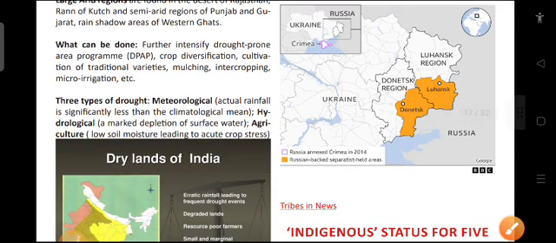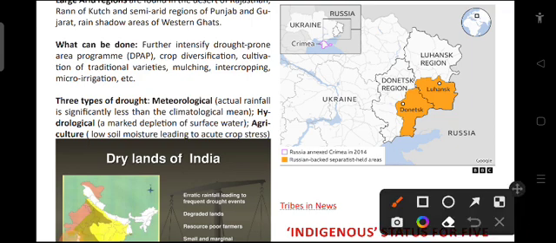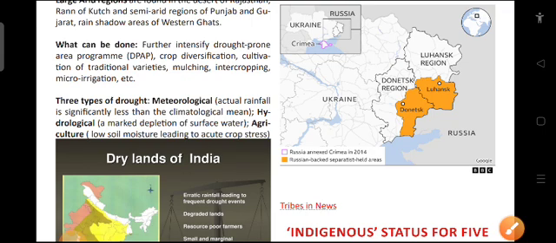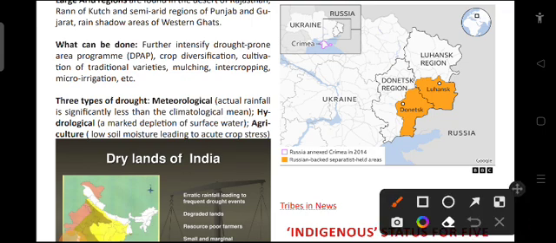What can be done? Now, measures. Further intensify the Drought Prone Area Programme. We already have this DPAP programme; we have to intensify that particular programme. Then crop diversification. We should not grow highly water-demanding crops in drylands. Then cultivation of traditional varieties, mulching, intercropping, micro irrigation, etc. So these are some of the steps we can take.